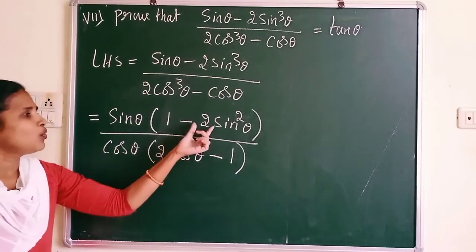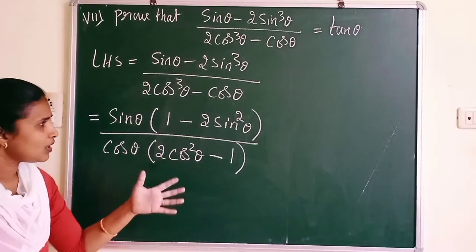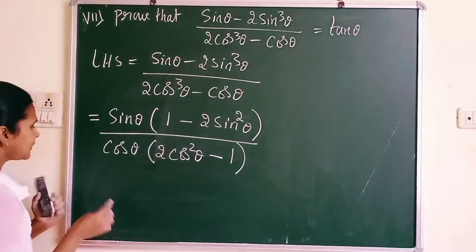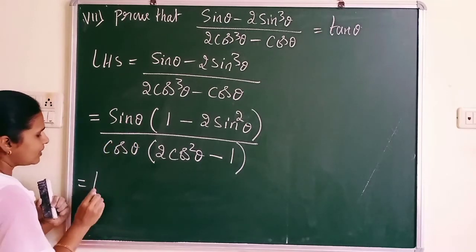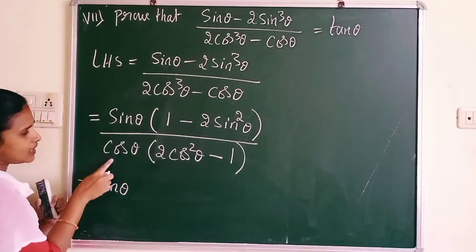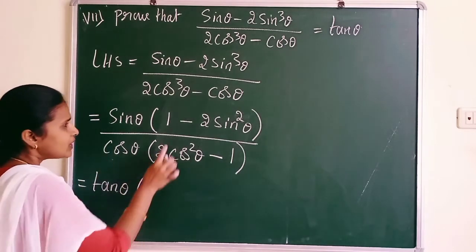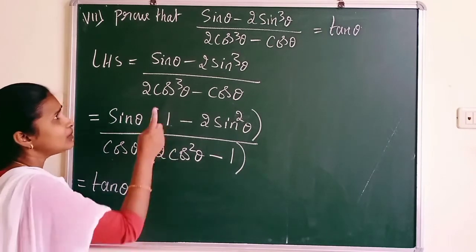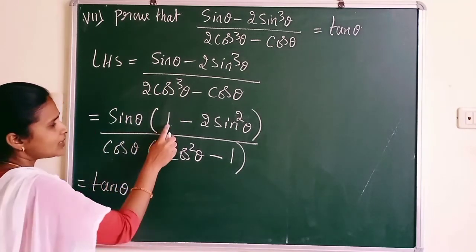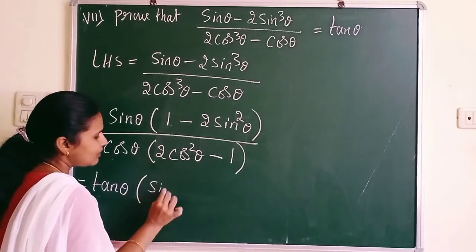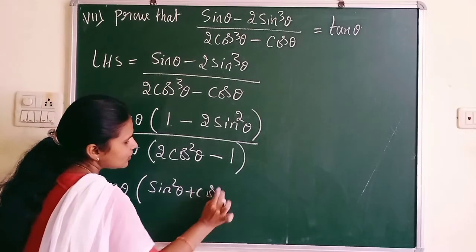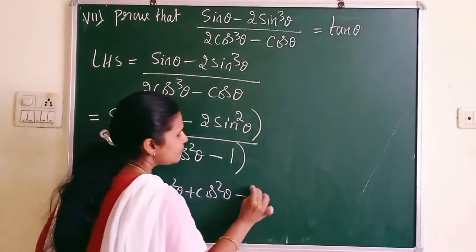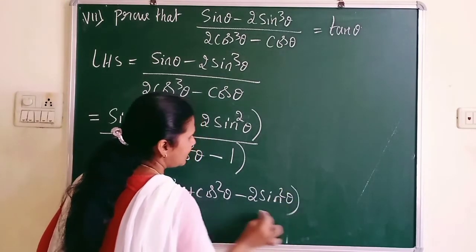You got the answer, but what should I do with these two? I cannot remove them. I have to make it in such a way that both get cancelled. Almost you got sine by cos, which is tan theta. Now this 1, you know the identity. You cannot write whichever identity you want; you can write only one involving sine and cos. So 1 can be written as sine square theta plus cos square theta. In place of 1 I wrote the first identity, minus 2 sine square theta, as it is.